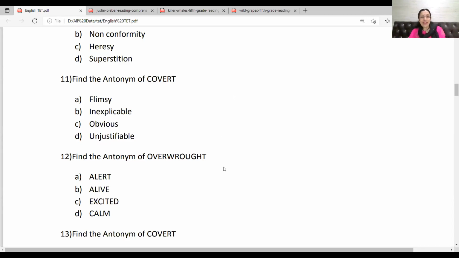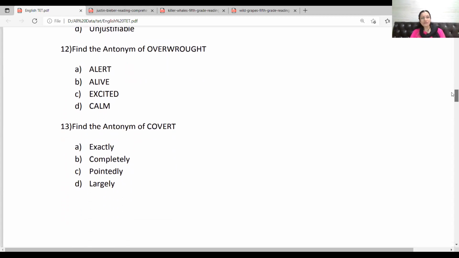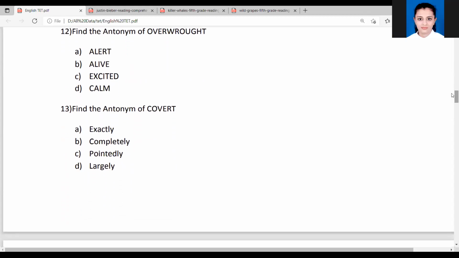All right, so the antonym of overwrought: overwrought is full of tension, so calm. Now look at the next word. Next one: find the antonym of covert. Again, covert. Antonym.